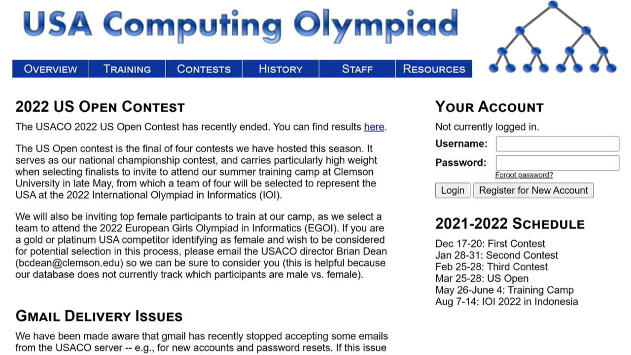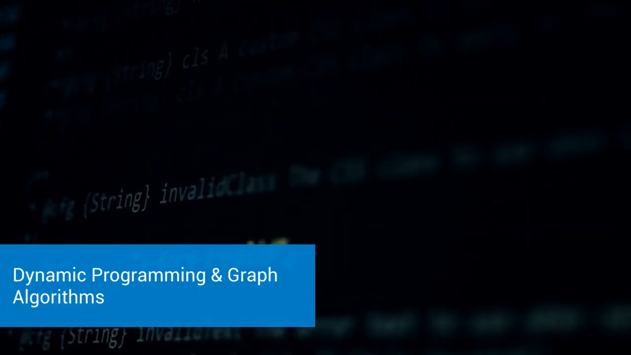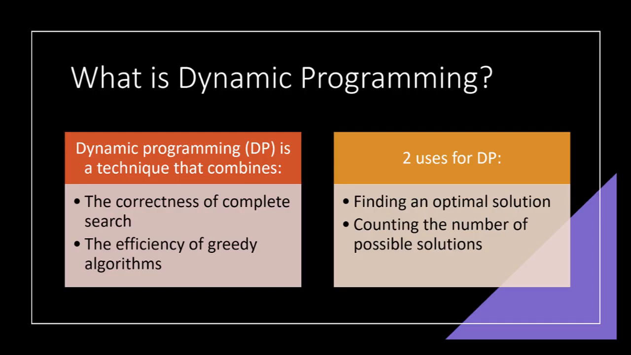Nearing December, which is the first round of the new season of the USA Computing Olympiad contests, I shifted my focus to studying algorithms and programming techniques to prepare for the contest. Throughout the process, 2 topics that I heavily focused on were dynamic programming and graph algorithms. So let's first take a look at dynamic programming.